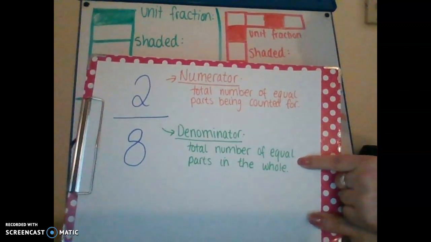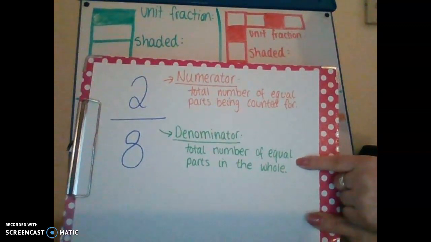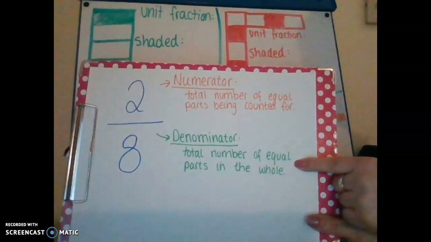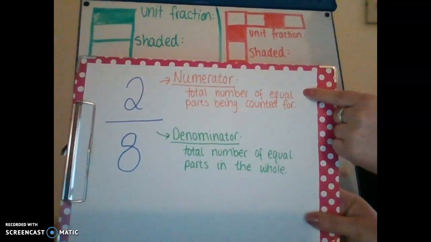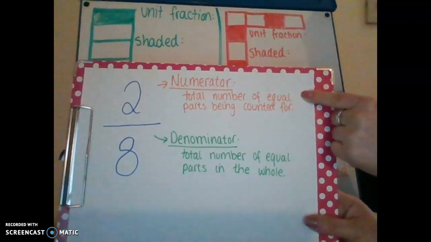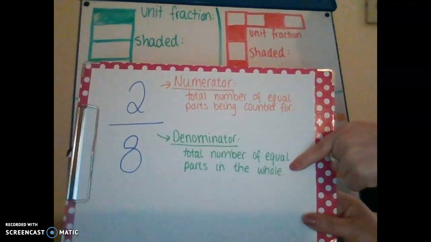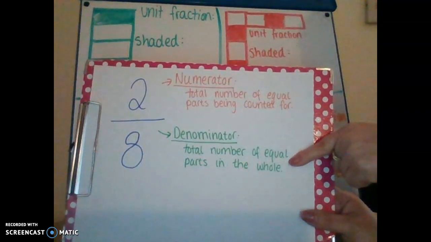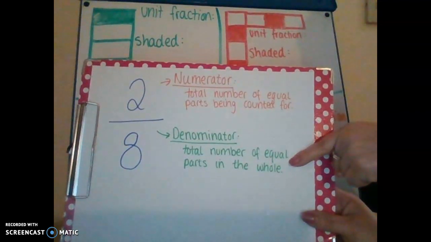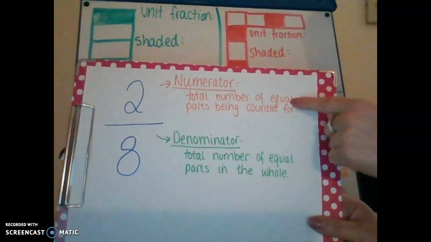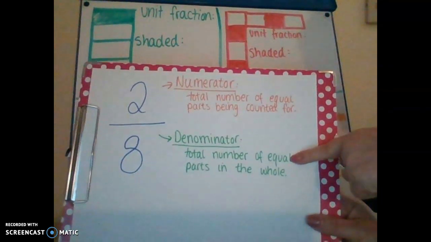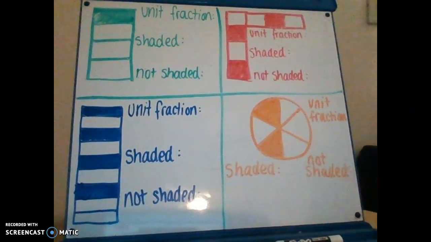And the denominator, the bottom number, tells us the total number of equal parts in the whole. All right, numerator on the top, total number of equal parts being counted for. Denominator on the bottom, total number of equal parts in the whole. It's important that they're equal parts, because that makes up a fraction. All right, let's have a look at some of our examples up here.